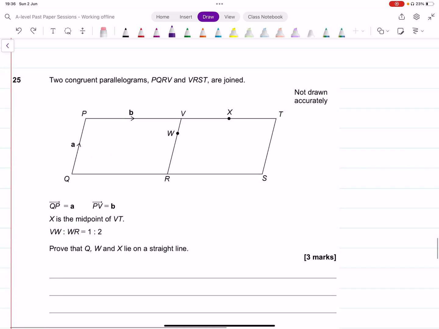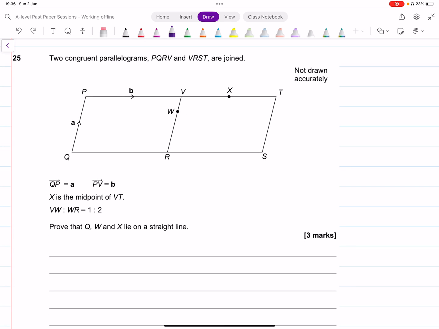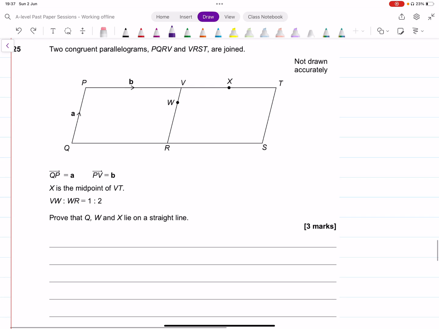Now the next one says, question number 25 from this paper. Two congruent parallelograms, that means they're exactly the same. Their lengths, their angles, all the sides are equal. They're joined like this. The vector QP is A, the vector PV is B. And we're given that X is the midpoint of VT. VW to WR is 1:2. So if the total length was 3 units, it's broken down like this, 1:2.